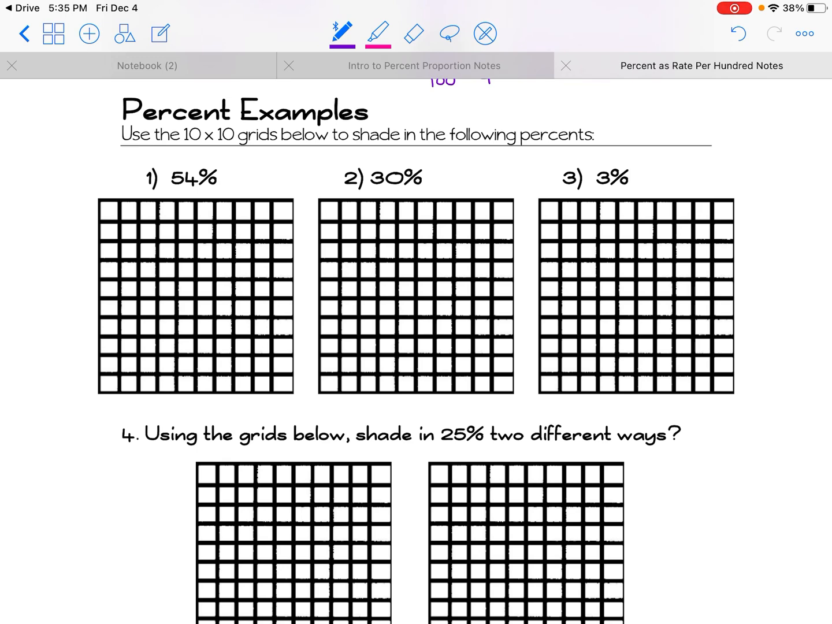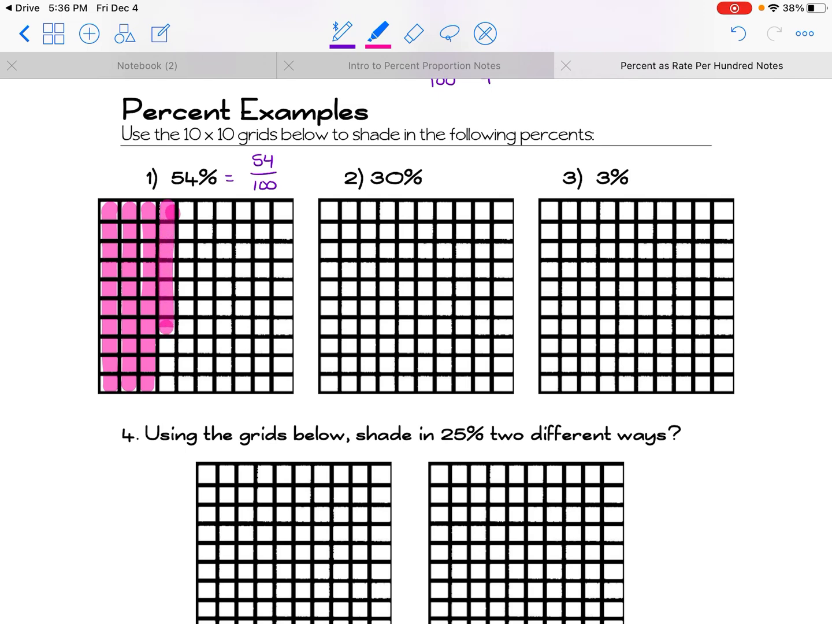If I look at number 1, it says 54%. Let's start with what we know that means. It means 54 out of 100. If this grid has 100 squares, which it does, then what we need to shade is 54 out of the 100. If you shade one entire row or column, you're going to have 10. You can shade columns or rows. I prefer columns. Now I've got 2, so that would make 20.